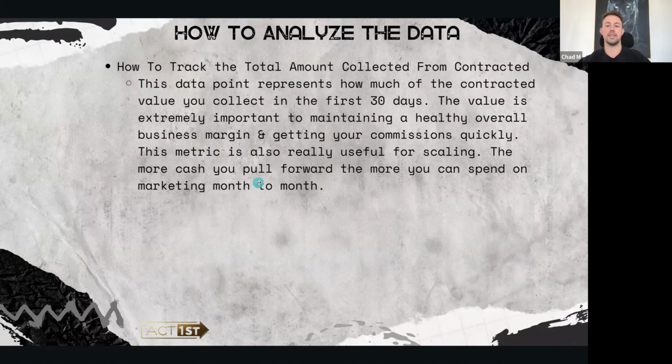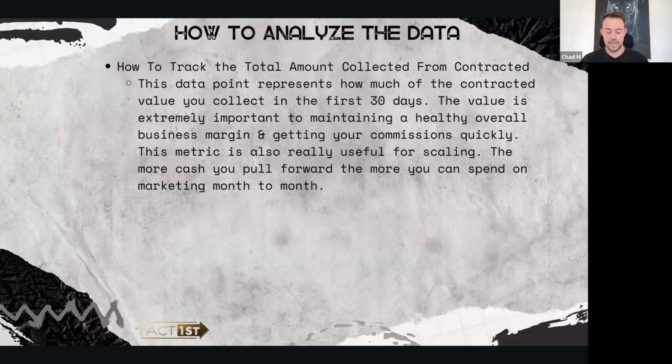This data point represents how much of the contracted value you collect in the first 30 days. This value is extremely important to maintaining a healthy overall business margin and getting your commissions quickly. This metric is also really useful for scaling. The more cash you pull forward, the more you can spend on marketing month to month. So a couple different moving parts here. Let's recap this, and then we'll talk about how this affects the business you work for and how this affects you.